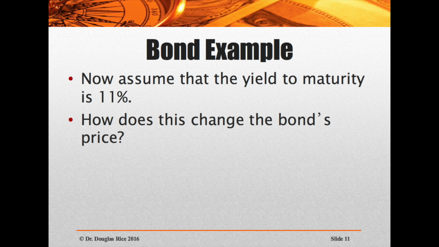Now assume that the yield to maturity is 11%. How does this change the bond's price? Well, the original value or the interest rate of the bond was 6 3/8. It has fallen to 5%. So we found out that it was worth $60 more because it had fallen a little bit. Well, now the interest rate, still paying 6 3/8%, is at 11%. So the interest rate is higher.